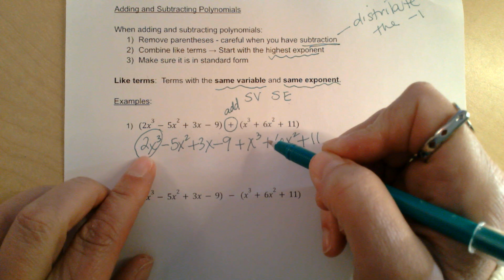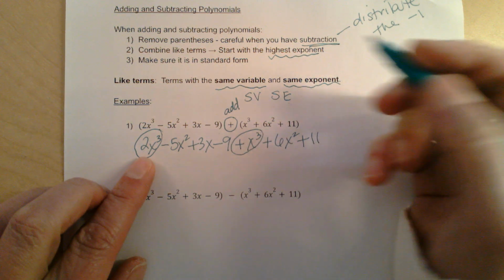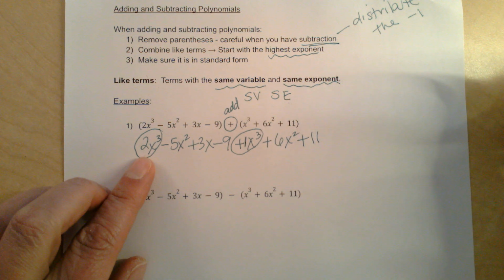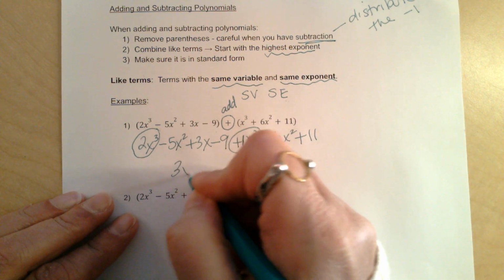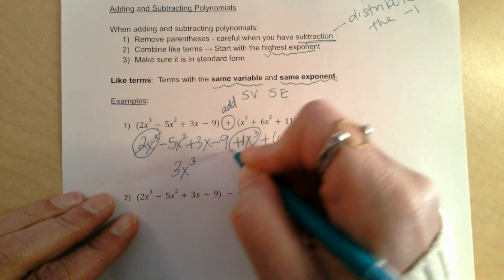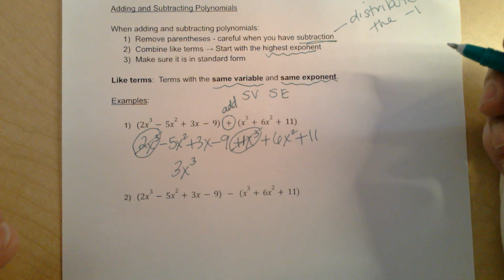I'm going to do some circling. I'm going to circle the 2x to the third, and I'm going to circle the plus x to the third. And remember, this is really a 1 in front. So I have 2x to the third plus 1x to the third. That's going to give me 3x to the third. And I'm going to cross them out because I really like crossing them out. I like combining like terms because you get to cross things out.